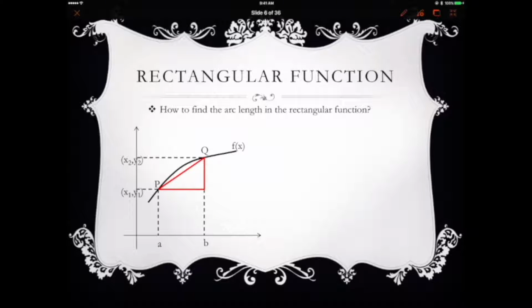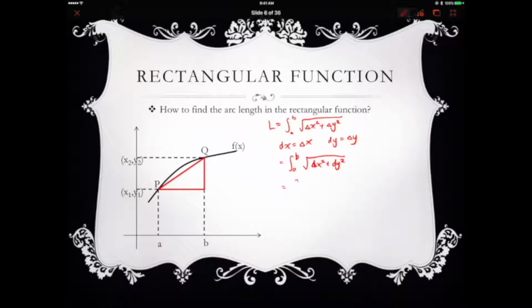Let's start with L equals the integral from a to b of the square root of delta x squared plus delta y squared. For rectangular functions, delta x and delta y are the same as writing dx and dy. Plug these quantities into the equation and you get that L equals the integral from a to b of the square root of dx squared plus dy squared.